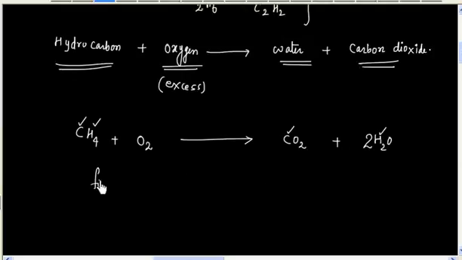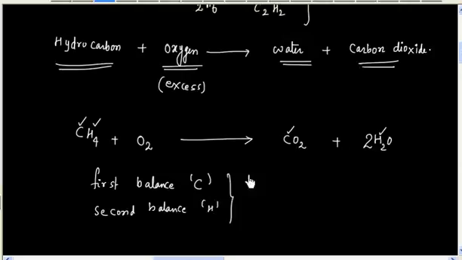So first we have to balance carbon, then balance hydrogen, and in the last you have to balance oxygen. So oxygen should be balanced last. Now this side we have 2 plus 2, 4 oxygen. This side we have 2 oxygen. This means we have to multiply by 2.